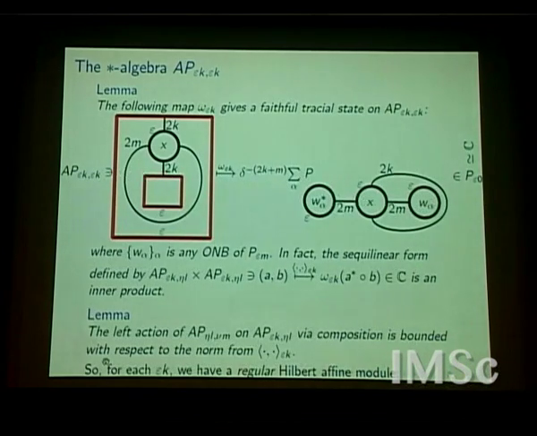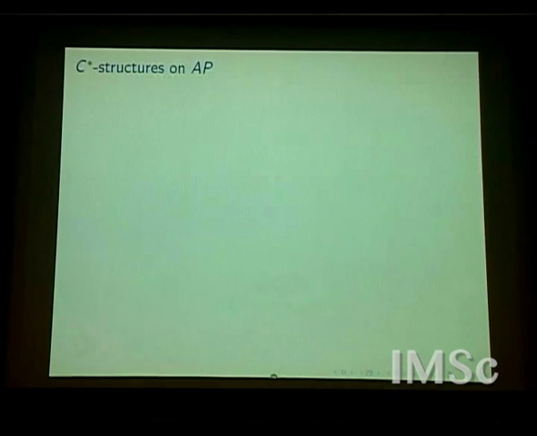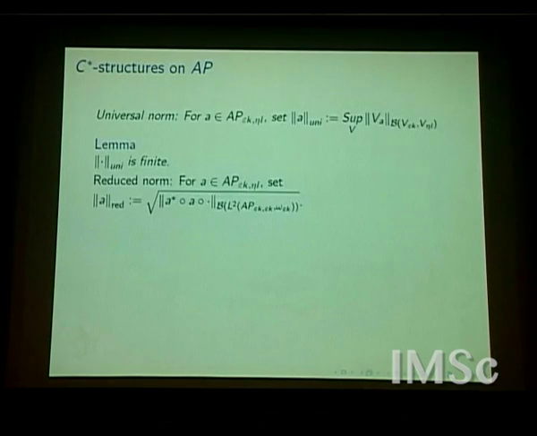Then what we showed is that these affine morphisms actually act on the algebra itself, and the action is bounded, and these will give you regular Hilbert affine P modules. So, from this you have two kinds of norm.